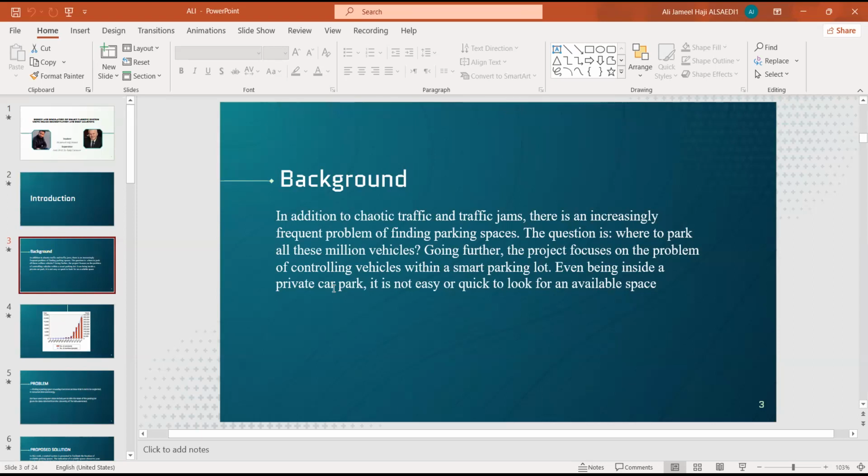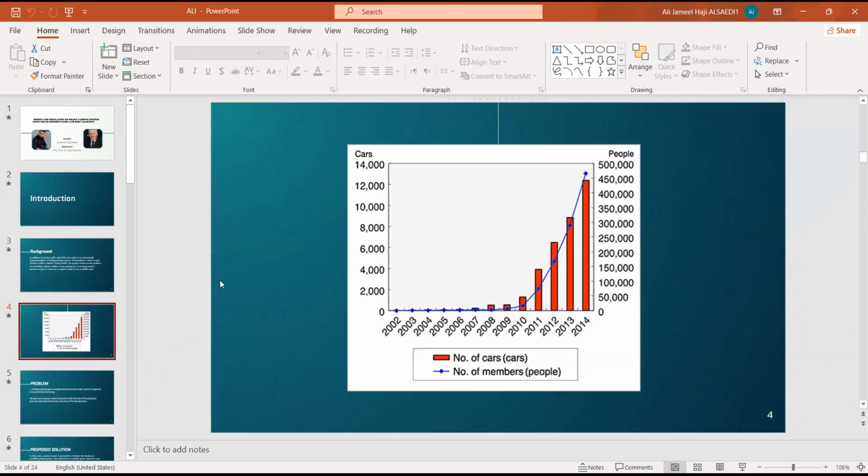Going further, the project focuses on the problem of controlling vehicles within a smart parking lot. Even being inside a car park, it is not easy or quick to look for an available space. This diagram shows what people need for cars and how the demand for cars increases.